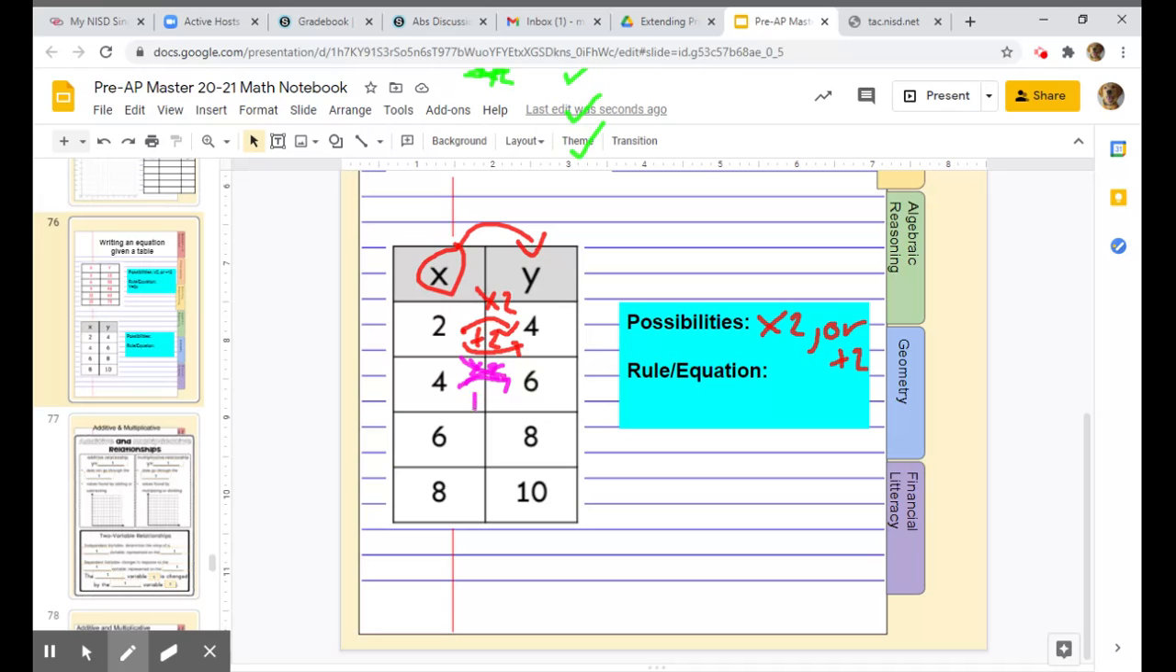But is 4 plus 2 equal to 6? Well, yeah, 4 plus 2 is equal to 6. Is 6 plus 2 equal to 8? Check. And is 8 plus 2 equal to 10? Check. So that means my rule or my equation that I'm going to type in here is that y equals x plus 2. So that is my equation that I get from there.